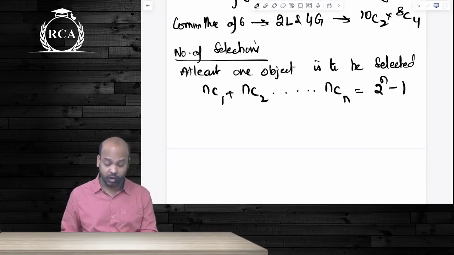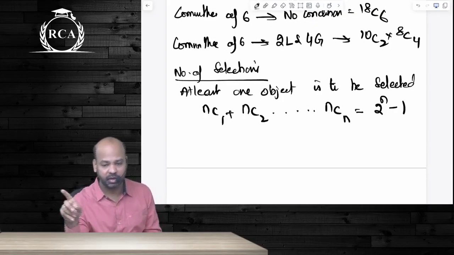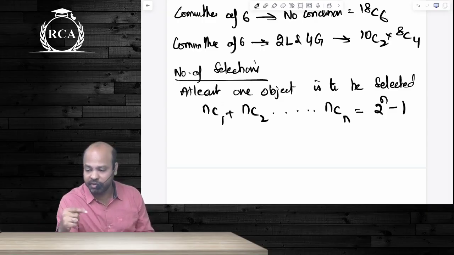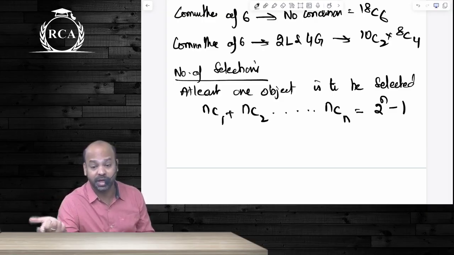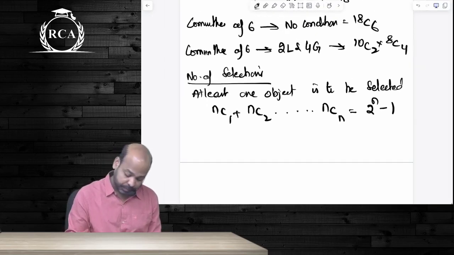Or what is the other alternative of understanding this? Every object can be dealt in 2 ways. You either include it or you exclude it. So if there are n objects, there will be a total number of 2 power n combinations, minus 1 for that combination wherein all the objects are excluded. Remember that? Write this down.